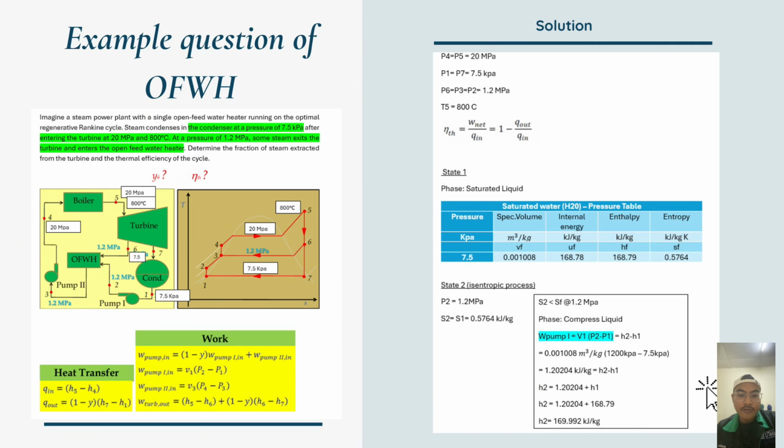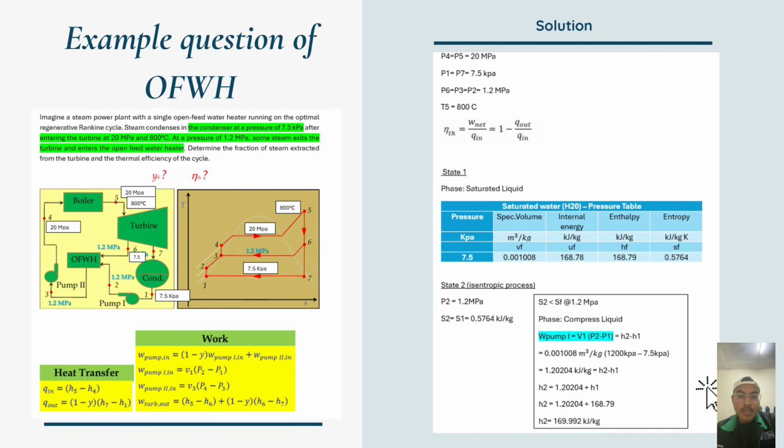Next, we carry out all information from the question. P4, P5 equal to 20 megapascal. P1, P7 equal to 7.5 kilopascal, P6, P3, P2 equal to 1.2 megapascal. Temperature 5 is 800 Celsius. This is the formula, thermal efficiency equals 1 minus Q out over Q in. So we go to the first step.